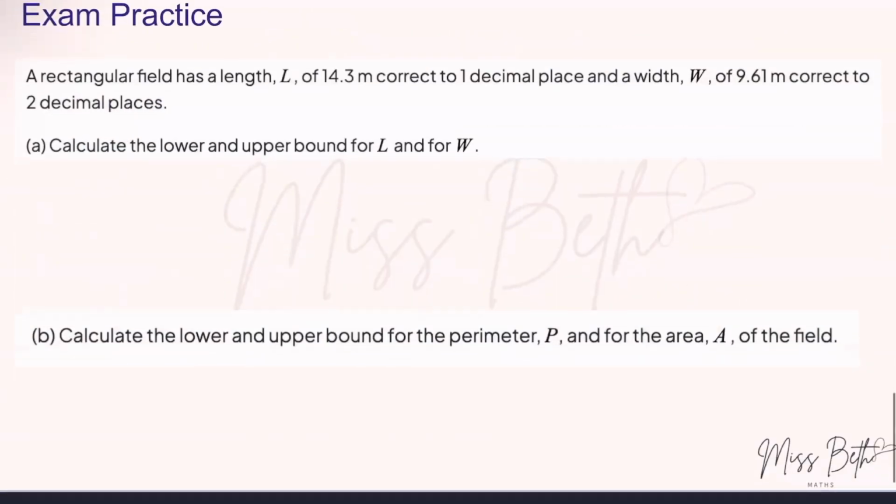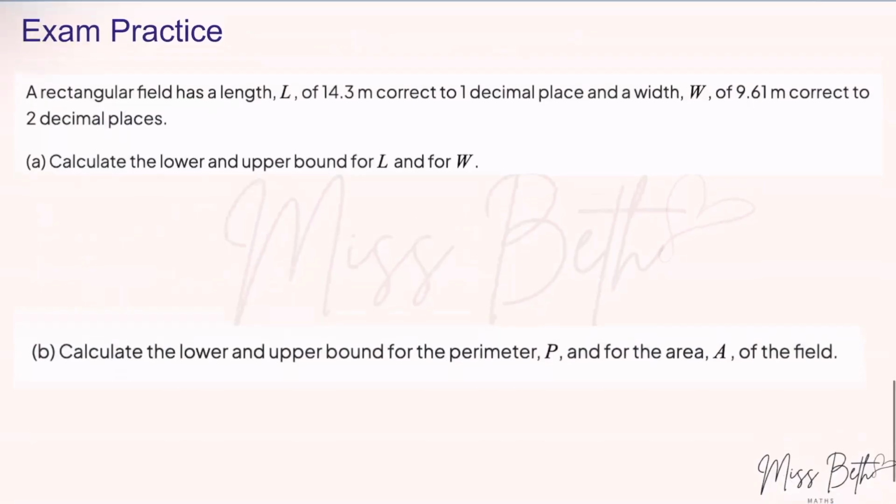Let's just see how we use these now in actual calculations, and we'll look at an exam practice question together, and then I'll let you have a go at this. So we have a rectangular field that has a length L of 14.3 meters, correct to 1 decimal place, and a width of 9.61 meters, correct to 2 decimal places.